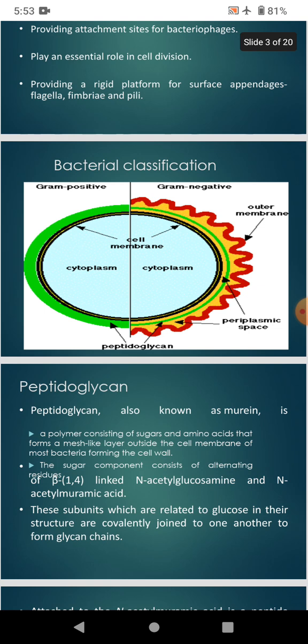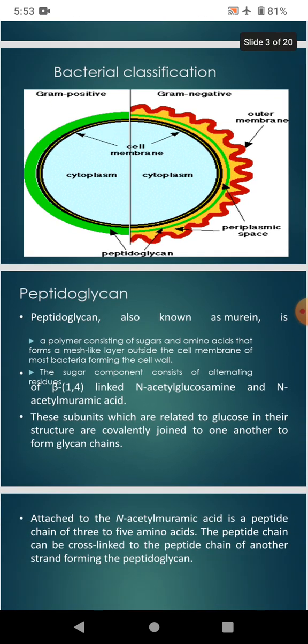Next, the peptidoglycan. Peptidoglycan, also known as murein, is a polymer consisting of sugars and amino acids that forms a mesh-like layer outside the cell membrane of most bacteria, forming the cell wall. The sugar component consists of alternating beta-1,4 linked N-acetyl glucosamine and N-acetyl muramic acid.